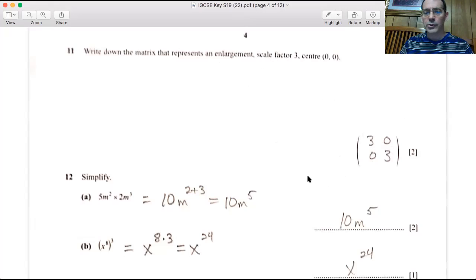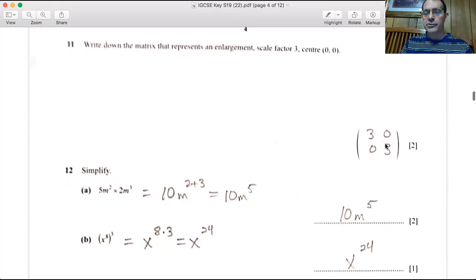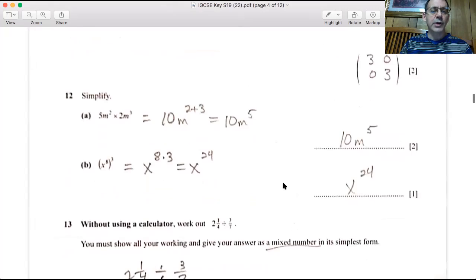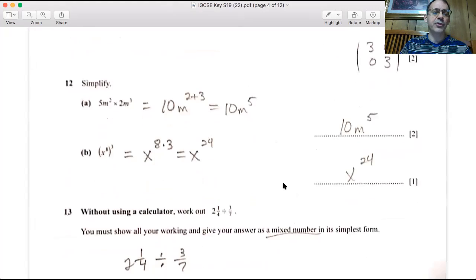So those are actually quite easy to do, but you shouldn't see that in the new syllabus cycle. Number 12, we have some exponential rules. 5m squared times 2m cubed. Remember, when you multiply, the basic math part is the coefficient, sign and coefficient. 5 times 2 is 10.